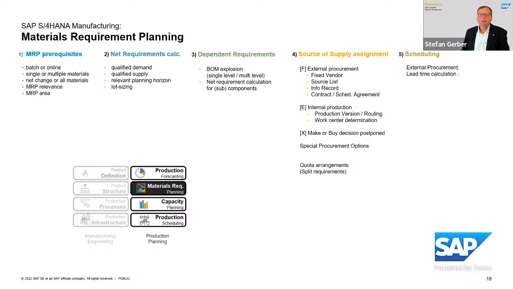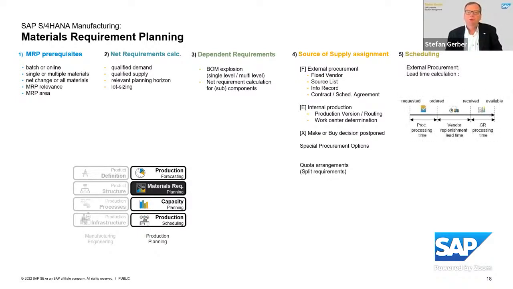Scheduling is the last part of the MRP. There we calculate the lead time, not only the lead time, for example, between the supplier and us, but also some processing times on our side. And altogether, this is then reflected in the required date of the replenishment proposal.